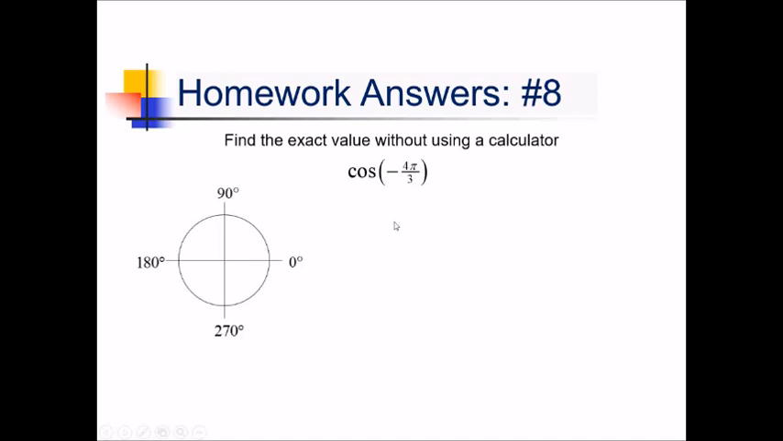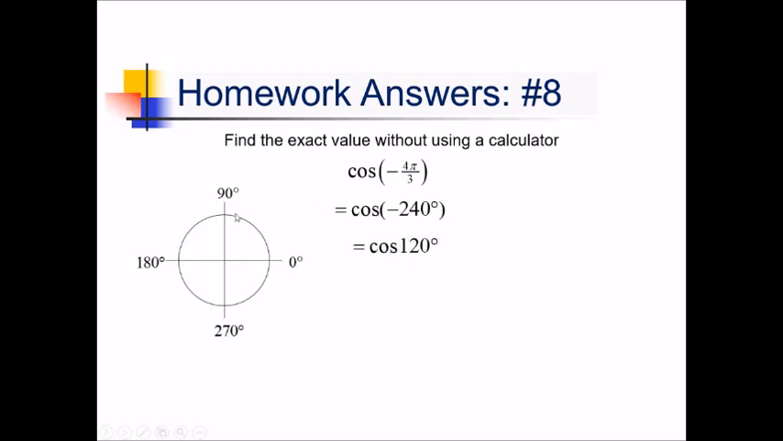For this problem, I want cosine of negative 4 pi over 3. Let me convert this to degrees. 180 divided by 3 is 60, times negative 4 is negative 240 degrees. And I'm not really sure where that is, so let me add 360. That gives me cosine of 120 degrees.